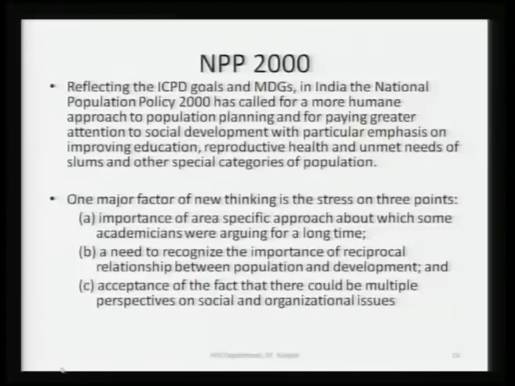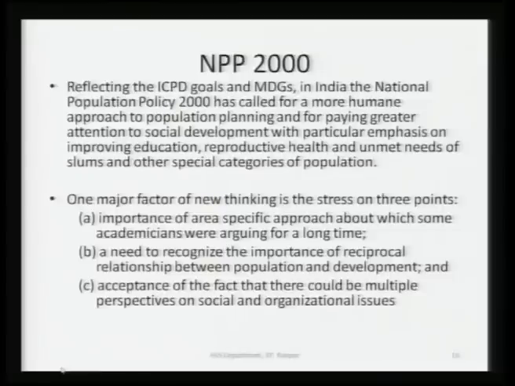Now, compare these MDGs with NPP, National Population Policy 2000. Reflecting the International Conference on Population and Development Goals and MDGs in India, the National Population Policy 2000 has called for a more humane approach to population planning and for paying greater attention to social development with particular emphasis on improving education, reproductive health and unmet needs of slums and other special categories of population. One major factor of new thinking is the stress on 3 points. One, importance of area specific approach, about which some academicians were arguing for a long time. Persons of the stature of Ashish Bose have been talking about this thing for a long time.